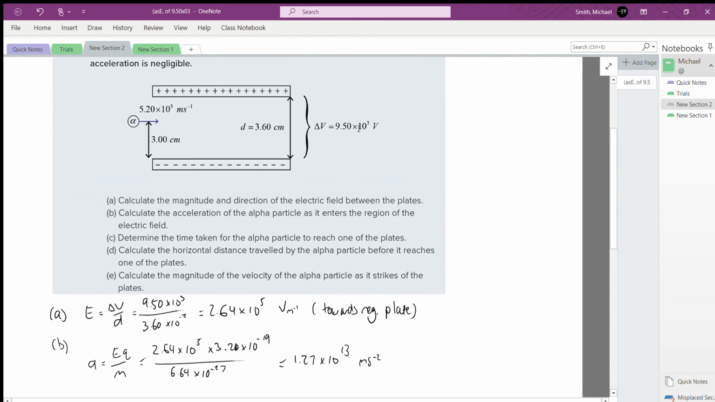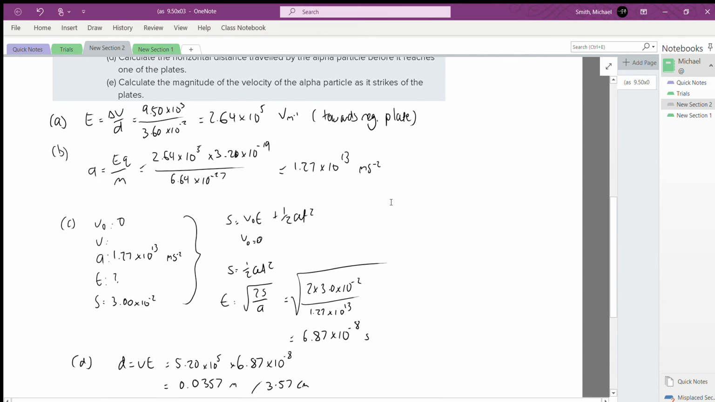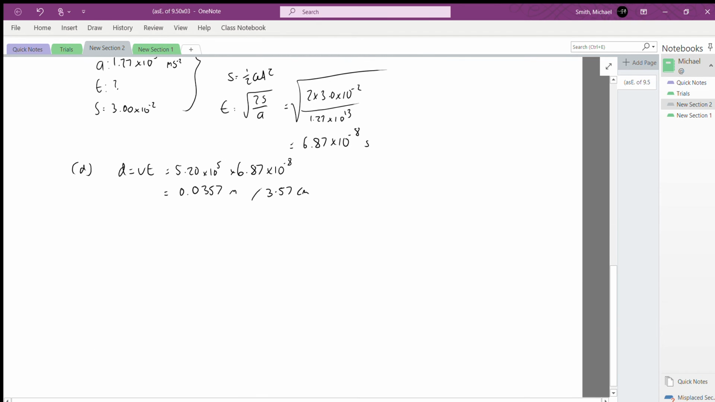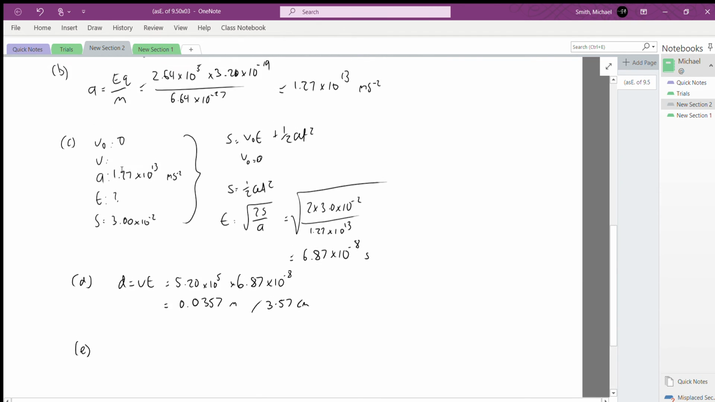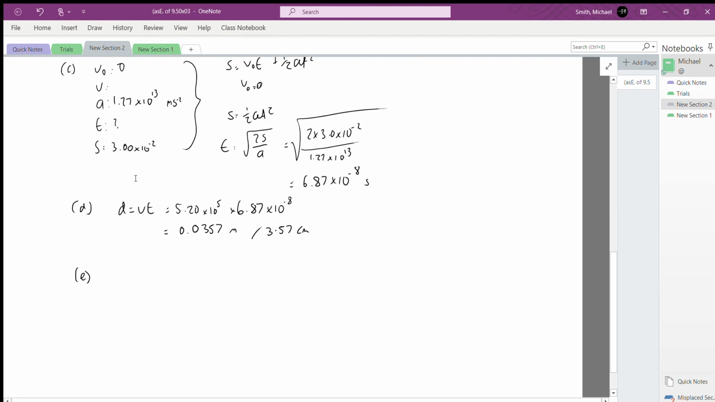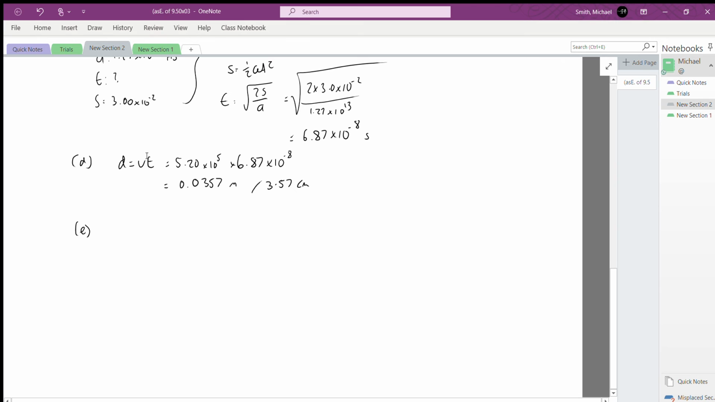Finally, part E, we need to calculate the magnitude of the velocity of the alpha particle as it strikes the plate. So here, we need to work out the vertical component of the velocity as it strikes the plate, then use Pythagoras' theorem to work out the total velocity. So here, this is one of the other constant acceleration formulas. We have v equals v0 plus at.